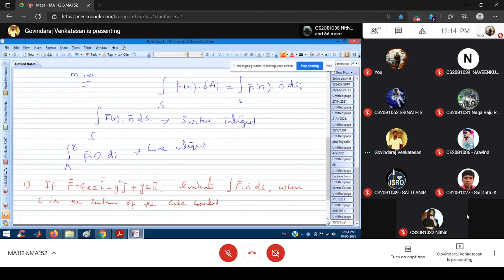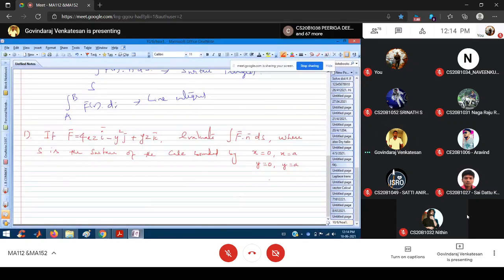bounded by the regions x equal to 0 and x equal to a, y equal to 0 and y equal to a, and z equal to 0 and z equal to a. So the function f is given. You have to find the value of the surface integral over S of f vector dot n vector into ds, where the surface is nothing but the cube bounded by the set of points.